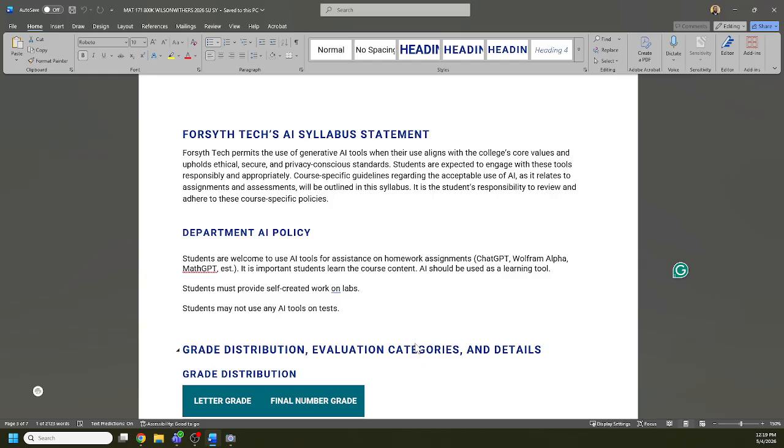Labs must be human-produced work. If you are copying and pasting prompts into ChatGPT and then submitting it, it will be a 0. And then no AI tools or human resources on tests. So you can't have someone else take your test. You can't work with a tutor to take the test. You cannot use ChatGPT or MathGPT or Wolfram Alpha or Gemini or whatever. No AI resources are allowed on the tests.